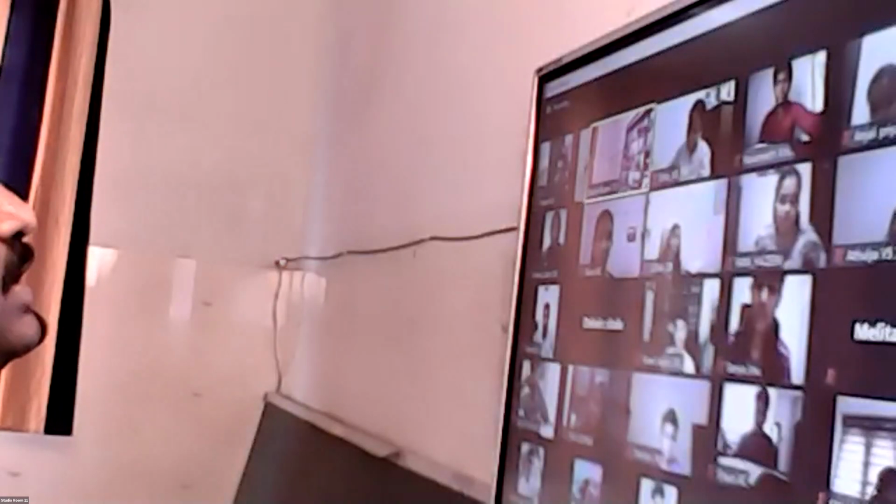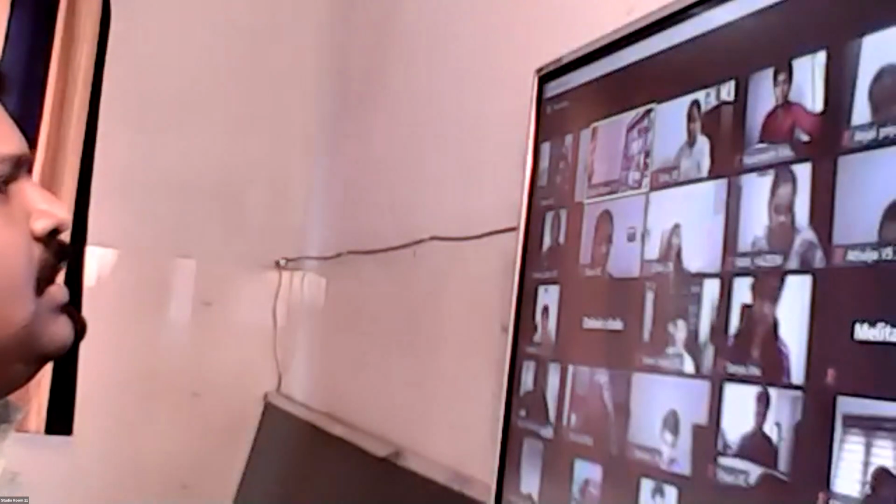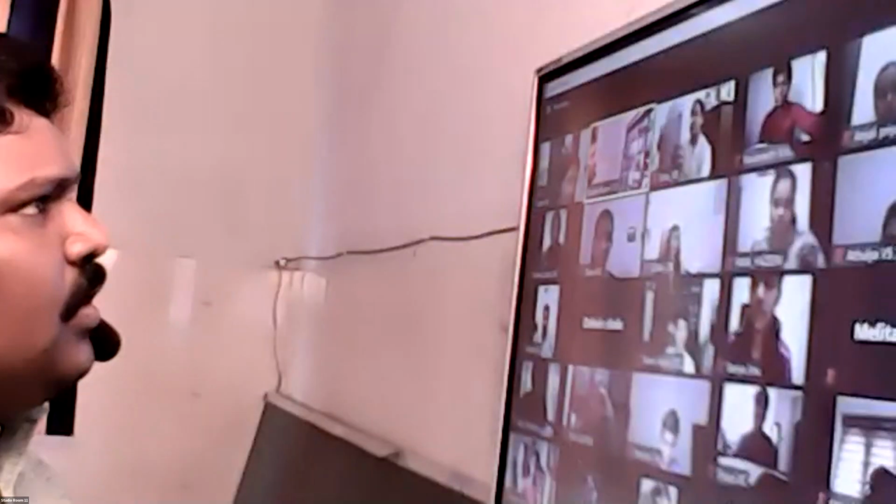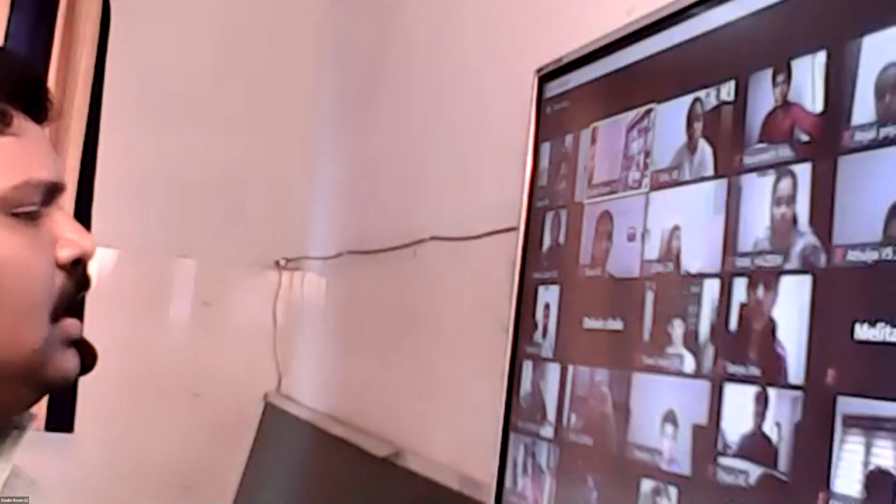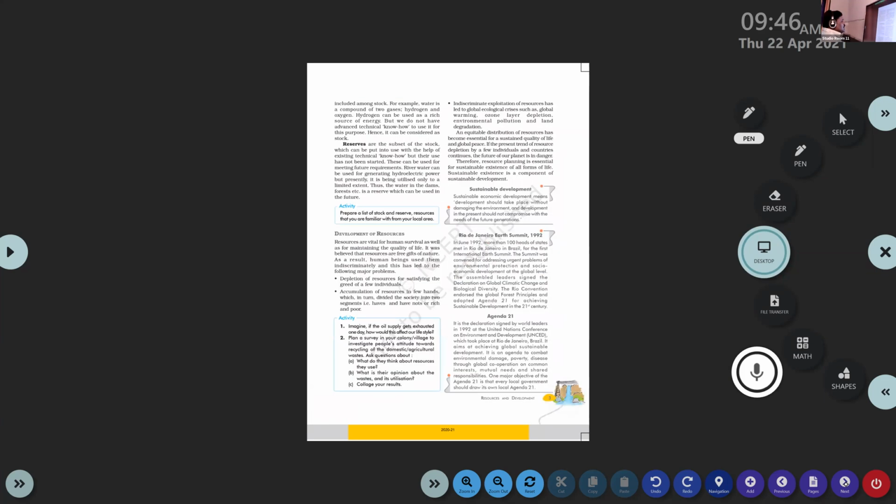You people know what potential resources and stock resources are. Reserves, do you know it or not? Have you studied it or not? You should compulsorily read the textbook and the notes regularly, not just reading, you want to learn it. Just open your textbook. We discuss all these things there, the Rio de Janeiro Earth Summit.